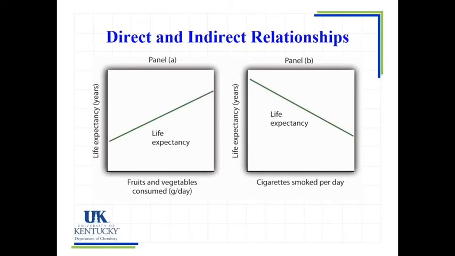We see that we have fruits and vegetables consumed on the x-axis, and on the y-axis we have life expectancy. Notice that as the fruit and vegetables consumed increases as we go to the right, we also see that life expectancy increases as well. So this would be an example of a direct relationship. In the right panel, what we see is that as the number of cigarettes smoked per day increases as we go to the right, the life expectancy in years decreases. Okay? This is an example of an indirect or an inverse relationship.